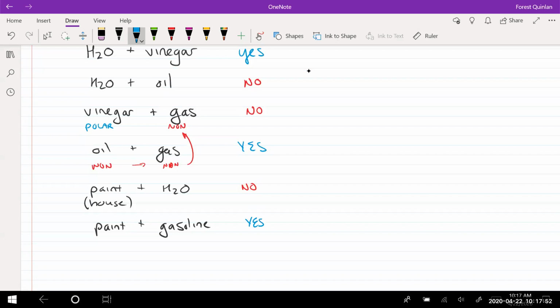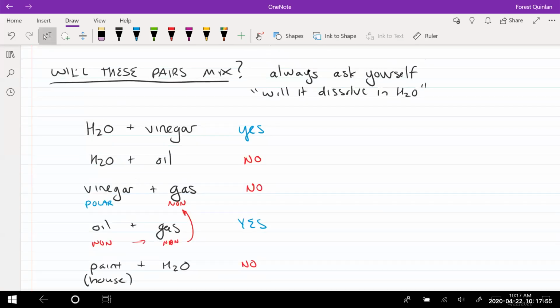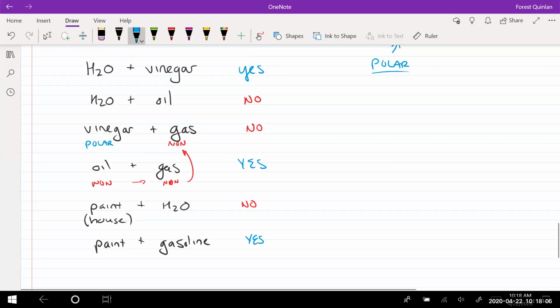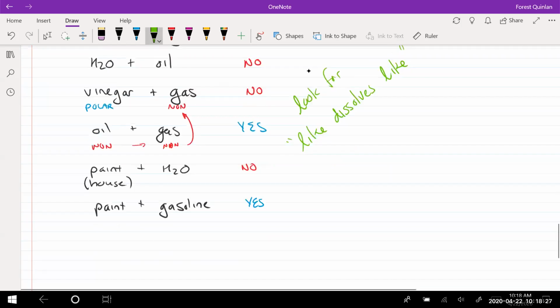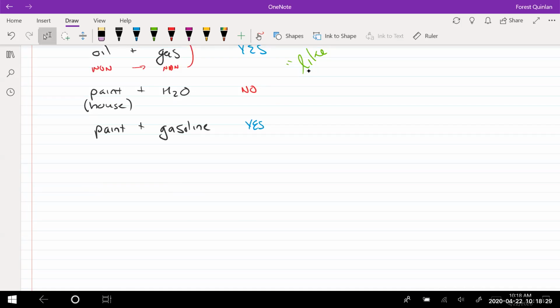And again, all of this is, will it dissolve in water? And if it does dissolve in water, that means that it is polar. And you're again looking for like dissolves like. Look for like dissolves like. And it all goes back to those intermolecular forces.